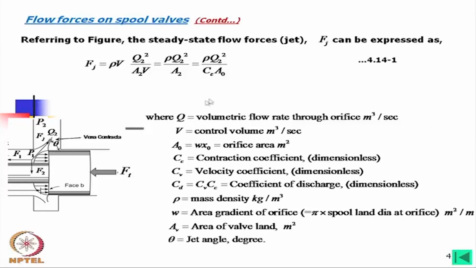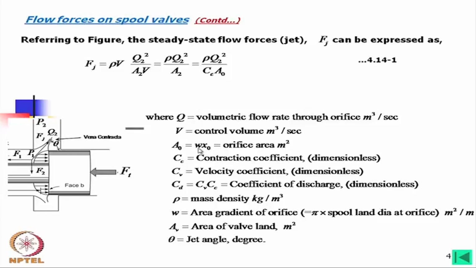Now, if we look further into this, here Q2 is the flow through the section 2. In general, Q will be the volumetric flow rate through the orifice. Okay. I have also shown a set of units. This is for SI units. V is the control volume, this is not the velocity, it is the control volume. It is also expressed in meter cube per second, that means a volume flowing through this control volume. Okay. A0 is the orifice area.